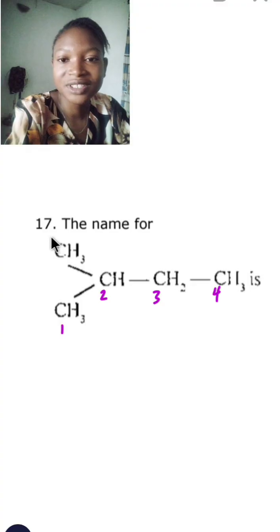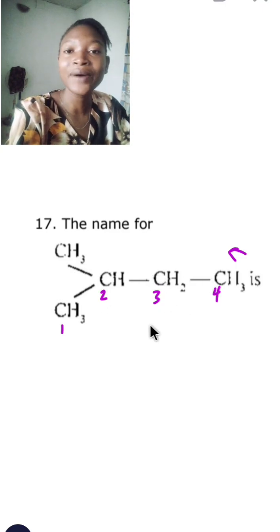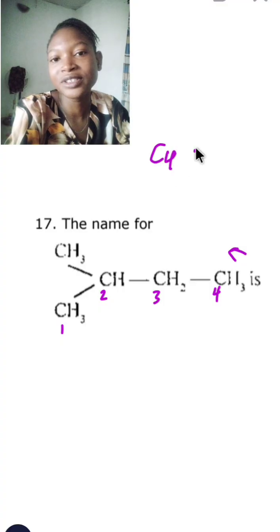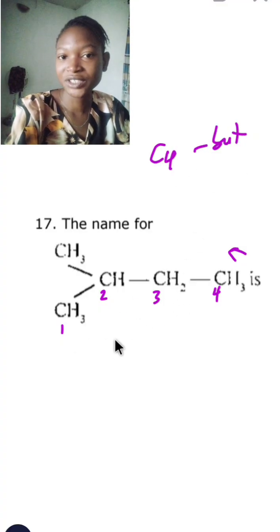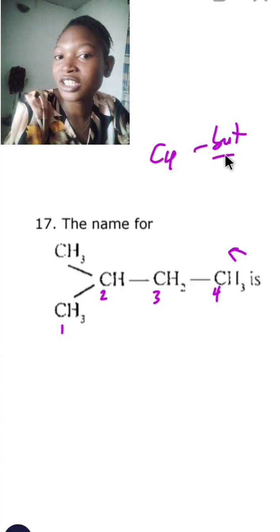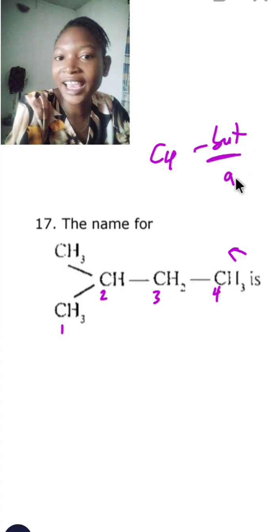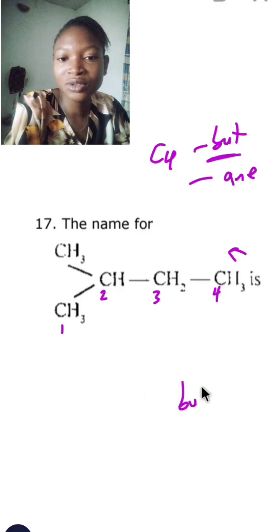If we go through this side, it's still the same thing. 1, 2, 3, 4. Do you get that? If you come like this, still the same thing. 1, 2, 3, 4. Now that means our longest carbon chain is 4. And you know that when we have 4 carbon, that is but, right? And do we have any functional group here? That's another thing you have to check. We already know that the longest carbon chain is but, and the only functional group that we have here is ANE, which is alkane, right? So that means the parent chain is butane.